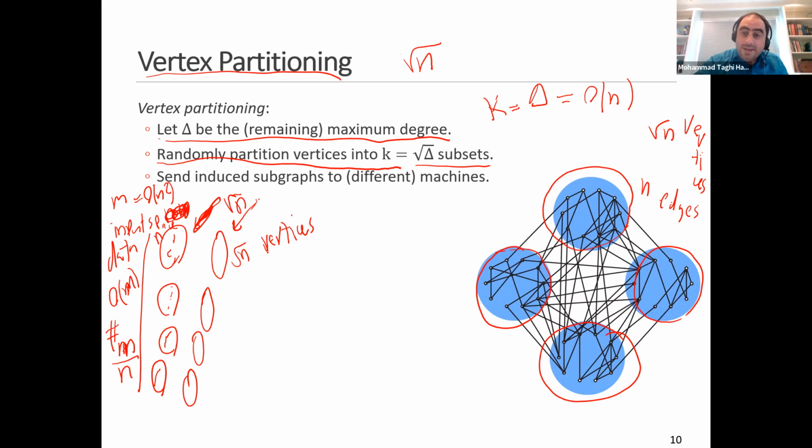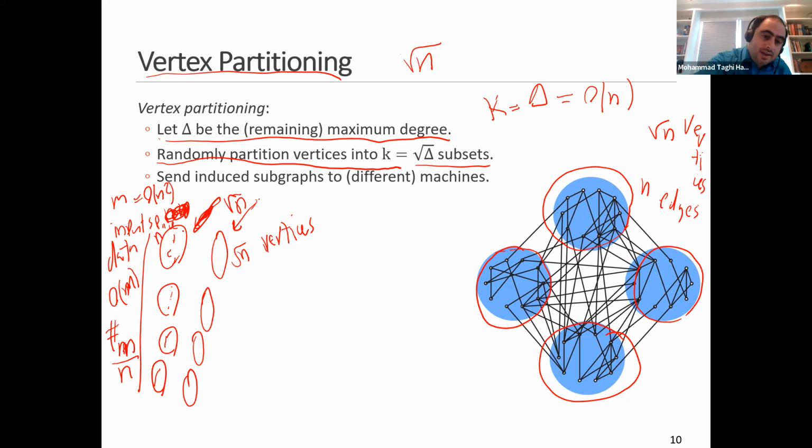Good. And then how many edges? Each of these computers will be responsible for handling square root of n vertices. This is very similar to that word count. Any edge attached to one of these vertices goes to that computer, and this is a partition. So we are partitioning the vertices. This is very important: each vertex goes to exactly one computer.